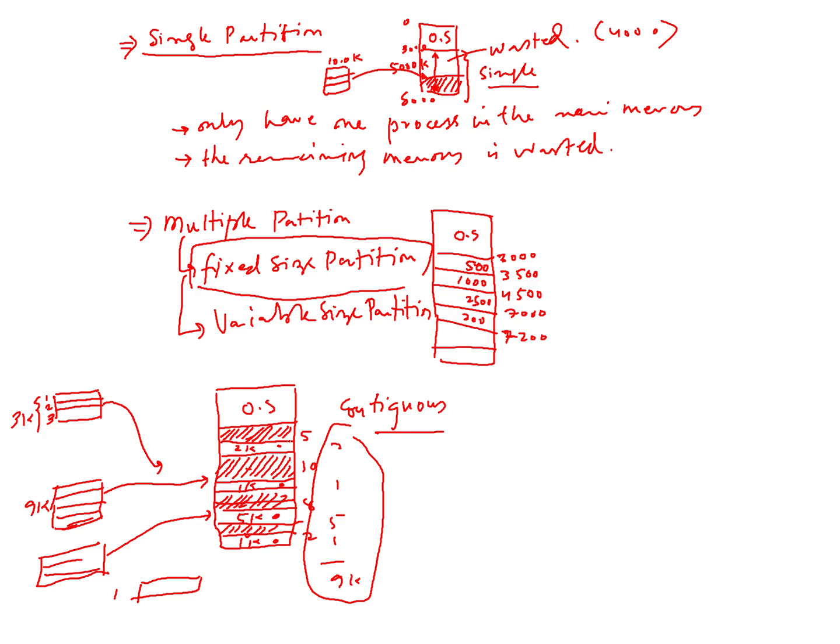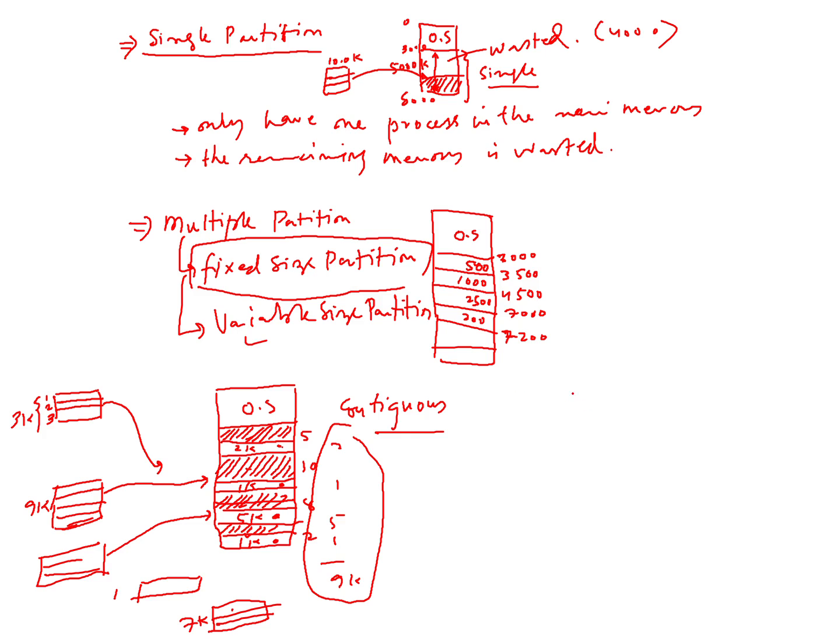So this space is not contiguous in memory. Even if one process has arrived and it is maybe 7k, we have 5k here and 2k there, but we cannot utilize this for the process because this memory is not contiguous in nature. To overcome this issue, we have the variable size of partition.